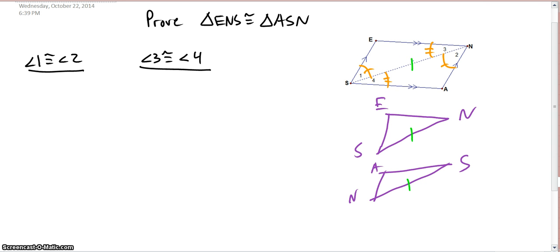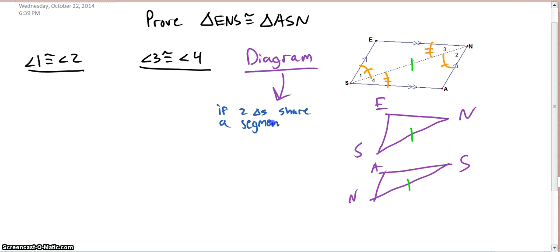Now, in order to say that, I need what's called a diagram step, because we see that from our diagram. So a diagram goes into a box, and this could be looking at our conjecture sheet that you have, that if two triangles share a segment, that segment is congruent to itself. So if two triangles share a segment, the segment is congruent to itself.